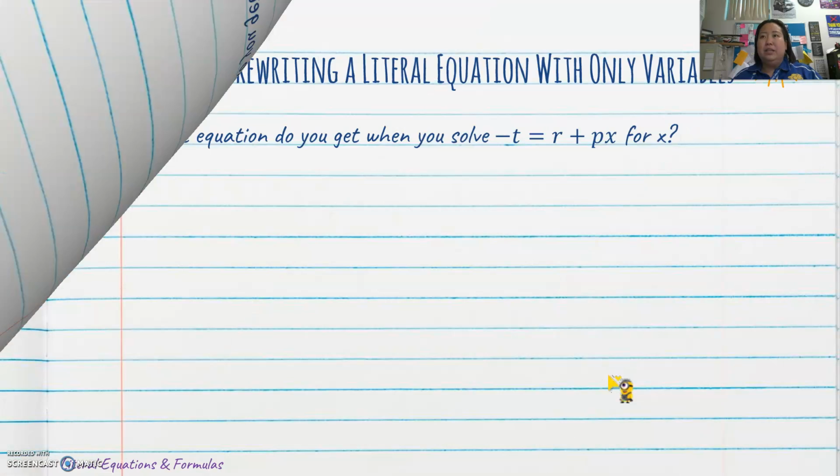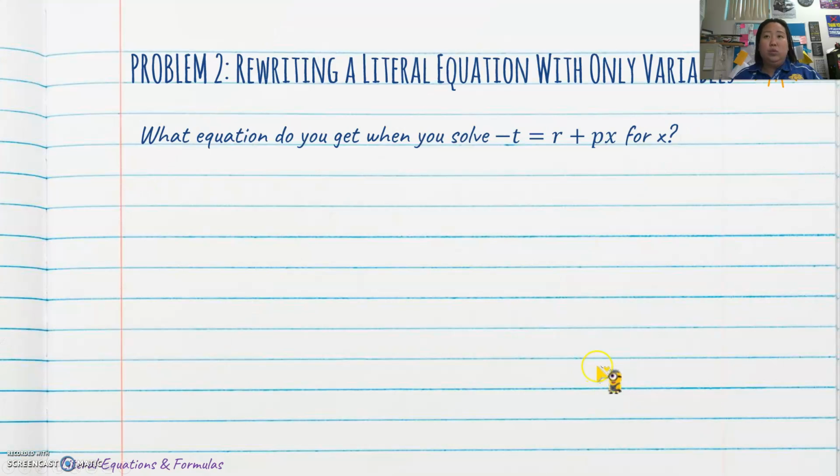Let's have another example. Let's see this next one. Try this one on your own. We have negative t equals r plus px, and we need to isolate x by itself. Go ahead, try this one out.